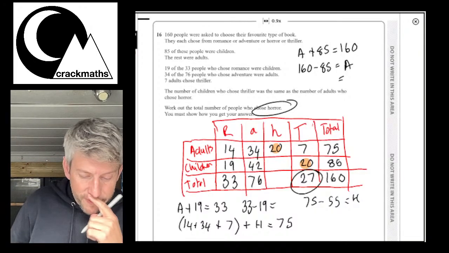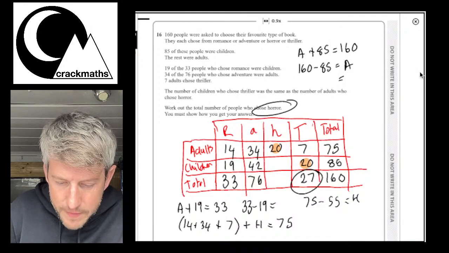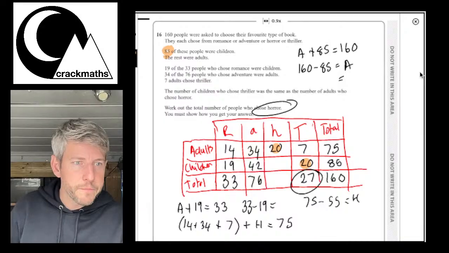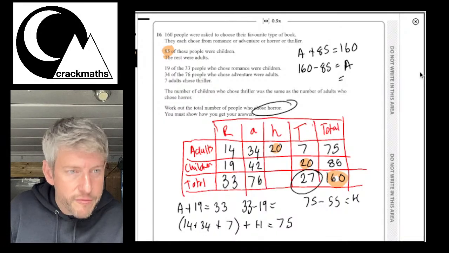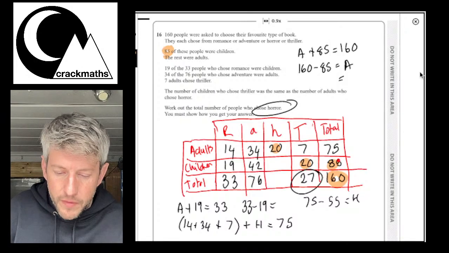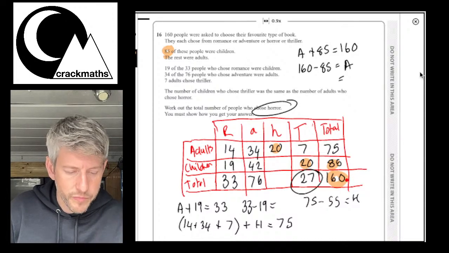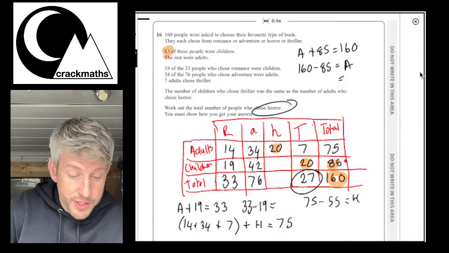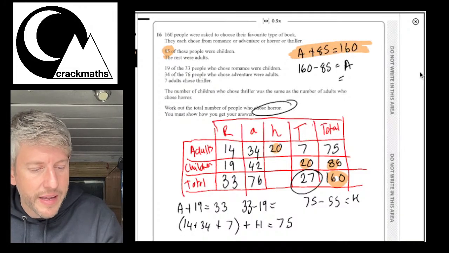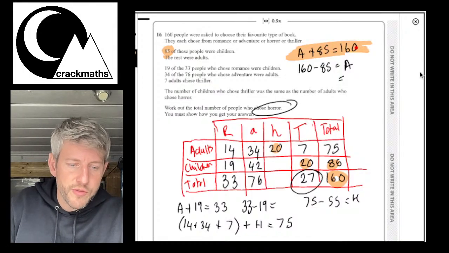Oh, why is the total 75? Right. Okay, the total for the adults is 75 because in the first part of the question, we're told that the total altogether is 160. And we're told that 85 of the people were children. So therefore, if there's 160 people altogether, and 85 of them are children, then the rest have to be adults. And so we get this calculation here, where we've got the adults plus the 85 equals the 160.